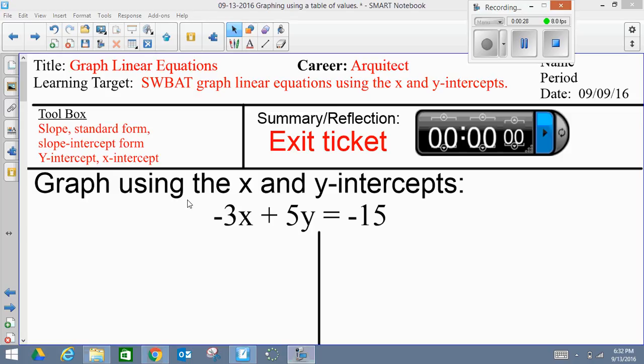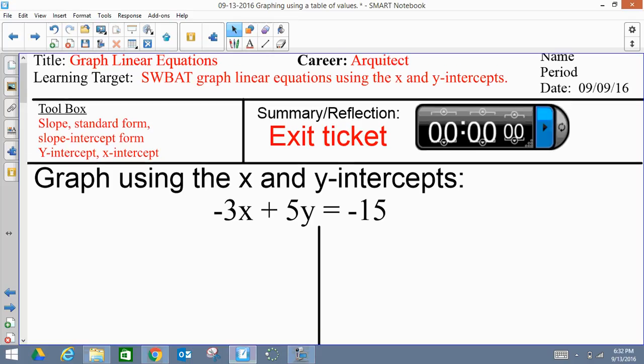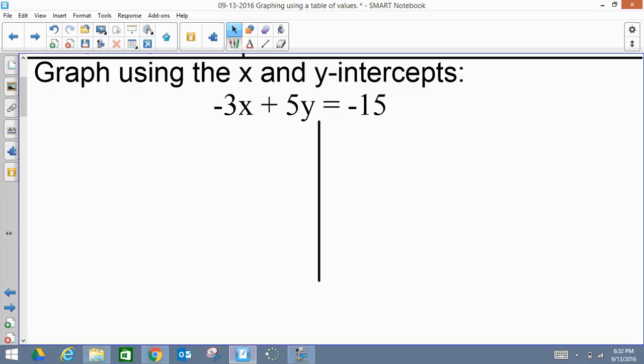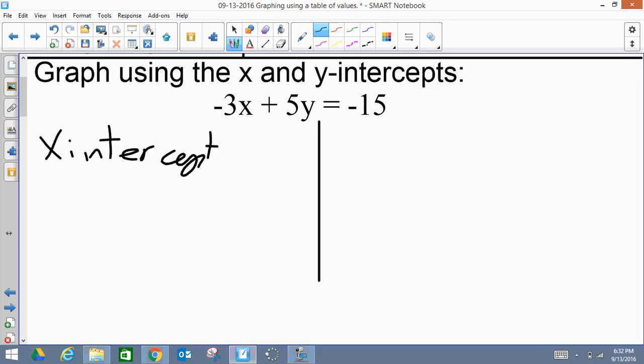Okay, so right now we're going to graph this equation, negative 3x plus 5y equals negative 15, using the x- and the y-intercept. Now, the process is the following. We're looking for the x- and the y-intercept, okay? So I'm going to find my x-intercept here. To find my x-intercept, I make the other variable 0. If you notice, I only have two variables in this equation, the x and the y. So if I'm looking for the x-intercept, I make the other variable 0, which in this case is the y.